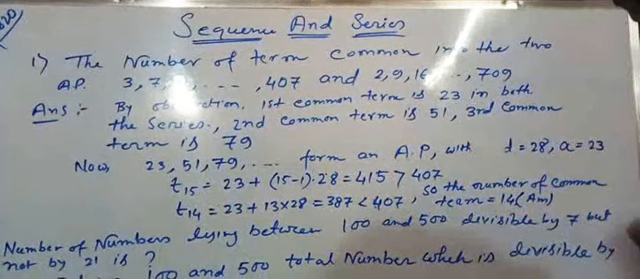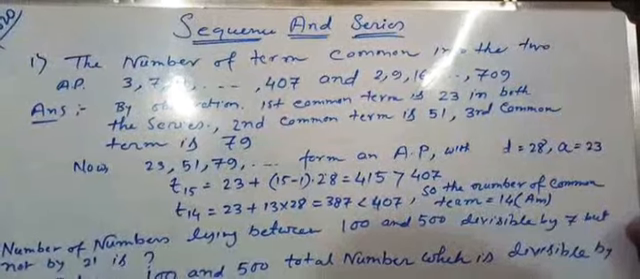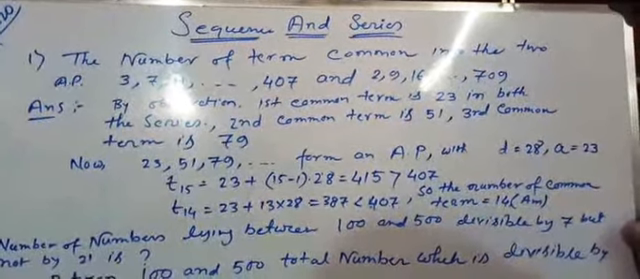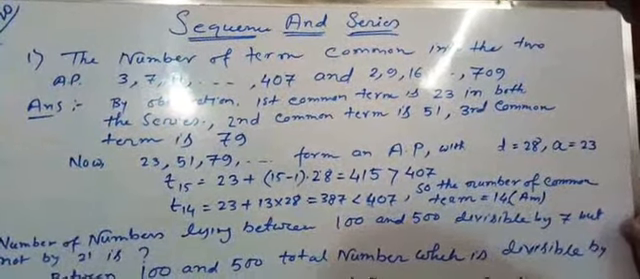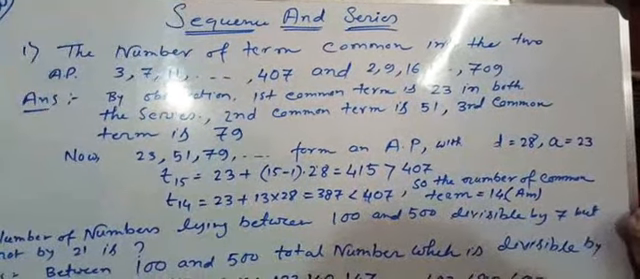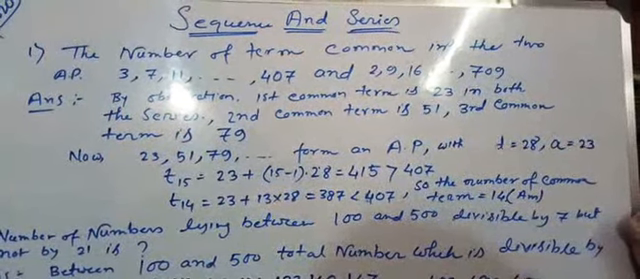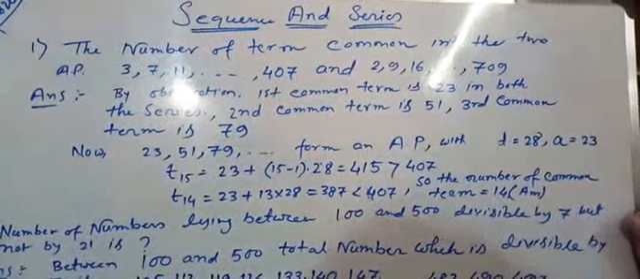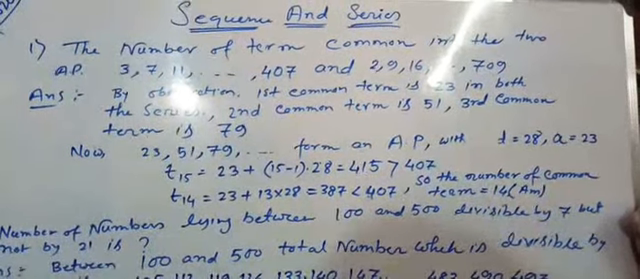By observation, the first common term is 23 in both series, the second is 51 and the third is 79. Now 23, 51, 79 form an AP with common difference D equal to 28 and A equal to 23. So T15, as per the formula, is 415, which is greater than 407, and T14 is 387, which is less than 407.